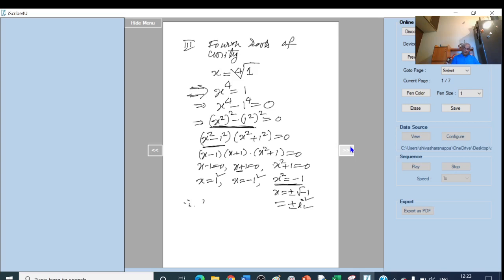So therefore here, our G is the set of fourth roots of unity, meaning 1, minus 1, i, minus i. Okay. i value equal to root of minus 1. Now we have to prove that this set is a group with respect to multiplication.